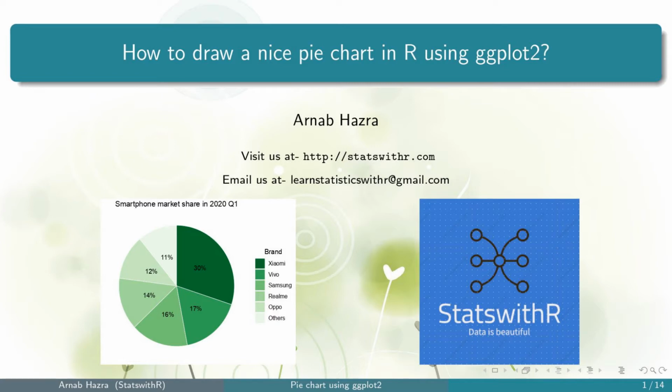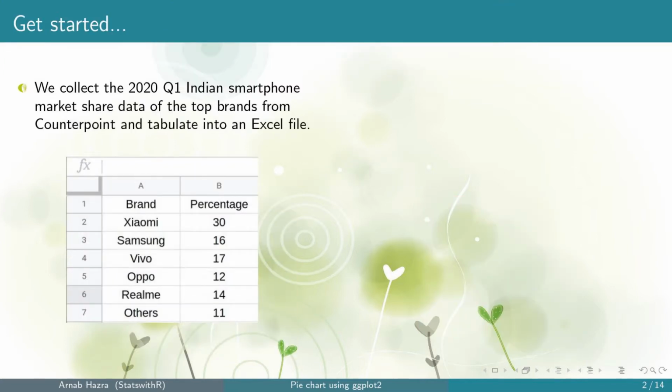The overall process involves several steps and I will discuss stepwise. Let's begin. For demonstration, we collect the Indian smartphone market shares of the top brands in the first quarter of 2020. The data is obtained from Counterpoint. We tabulate the data into an Excel file 2020q1.xlsx. Here you can see the rows and columns of the Excel sheet. I hope everyone is pretty familiar with a dataset like this.